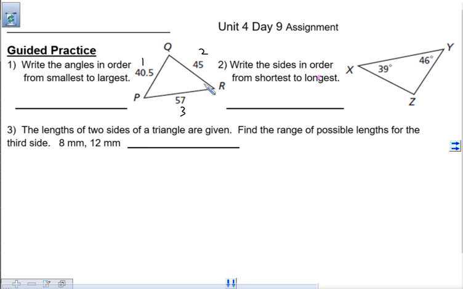Across from our smallest side is angle R, so that's our smallest angle. Across from our middle length side is angle P, so that's our middle angle. And across from our largest side is angle Q, and that's our largest angle.